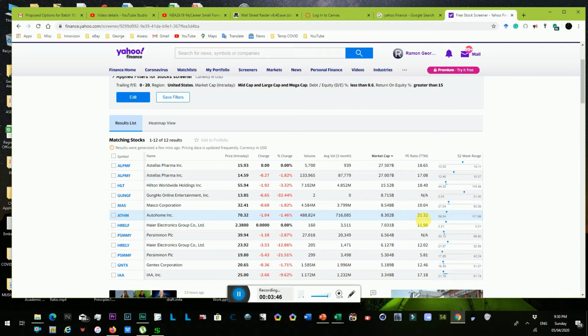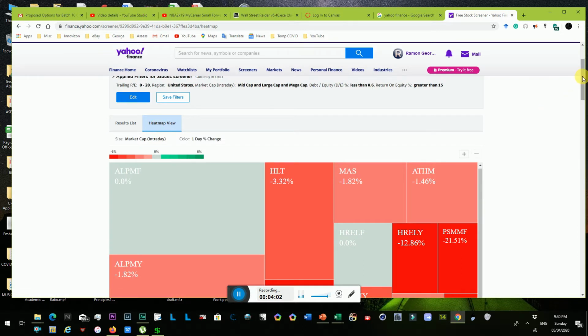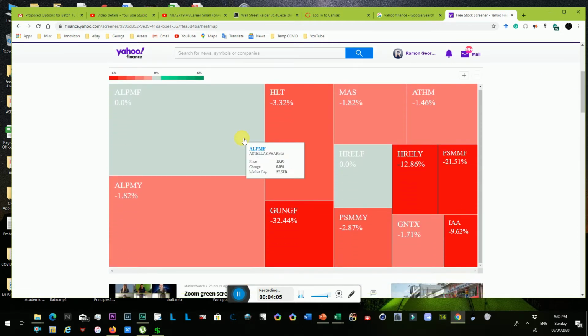How come Auto Home is trading at 21 times PE? Maybe I didn't choose the trailing 12 months. Trailing PE is 0 to 20. I don't know why it's like that, but let's look at the heat map view. Before it doesn't have that, but this is how it looks like.